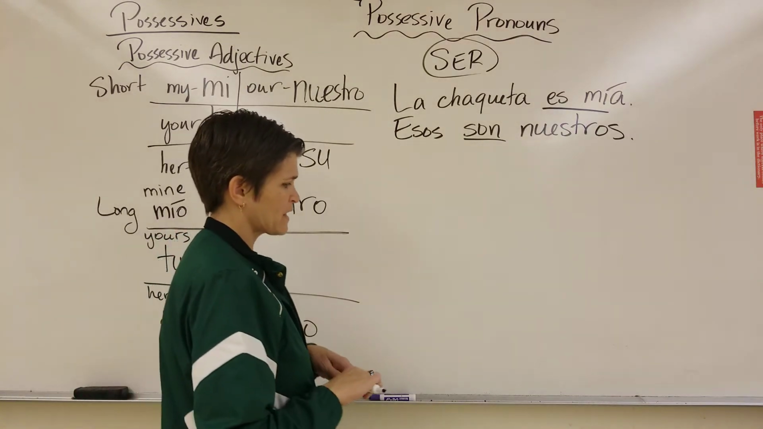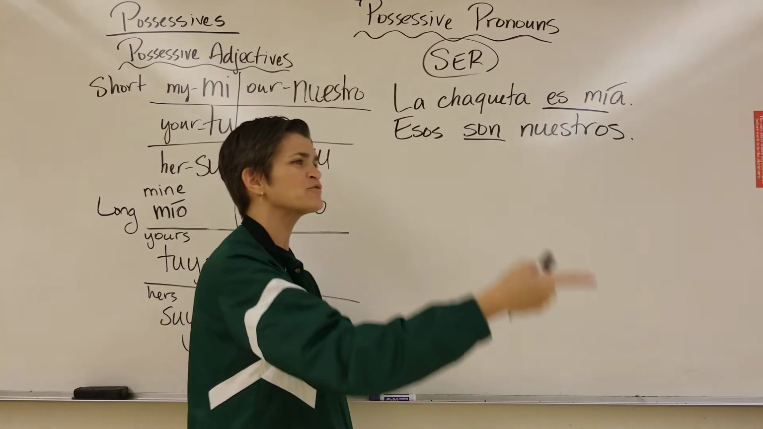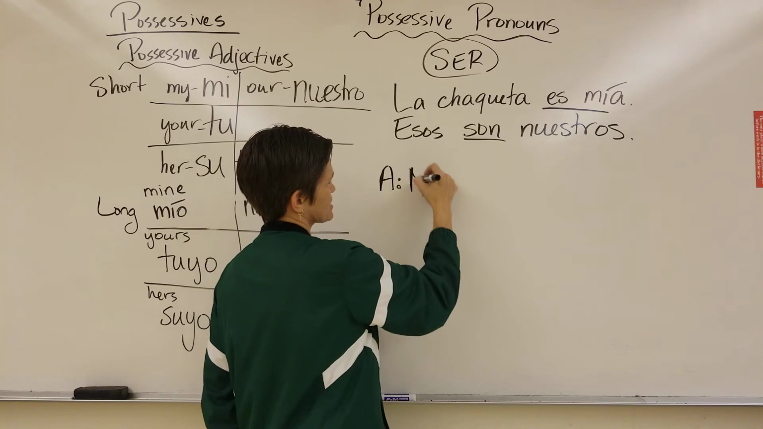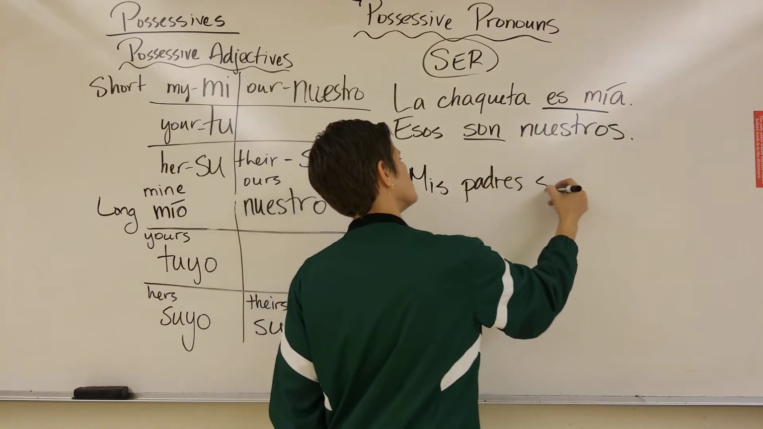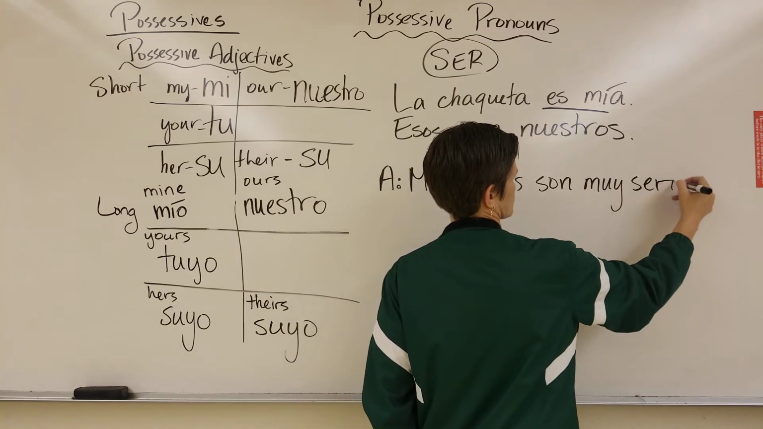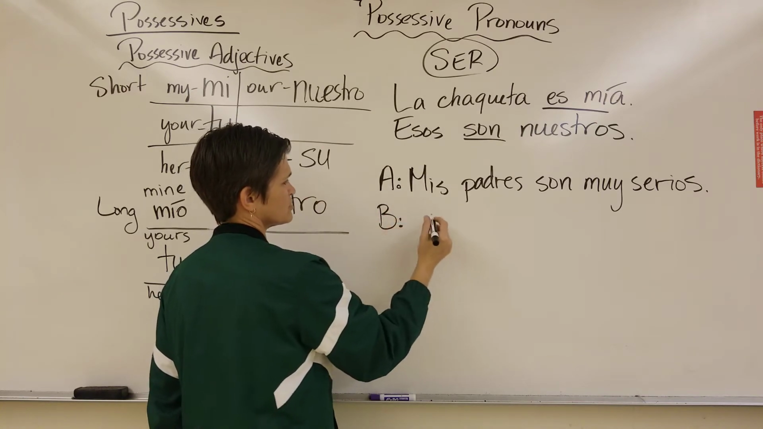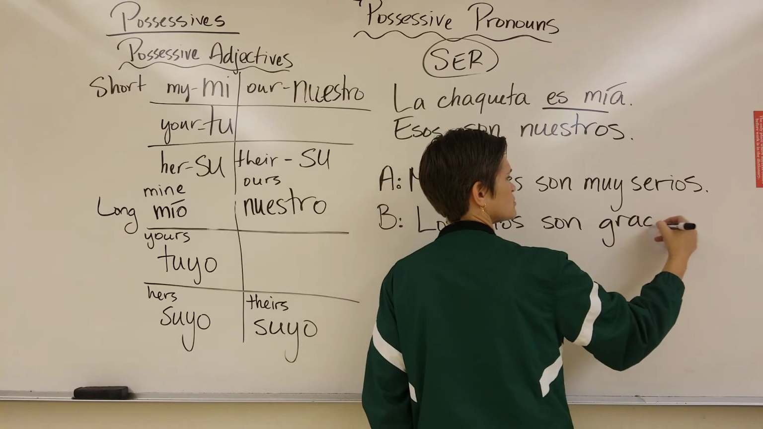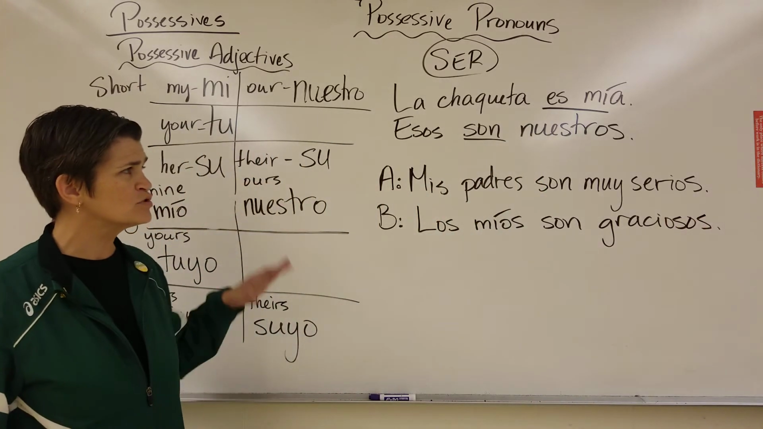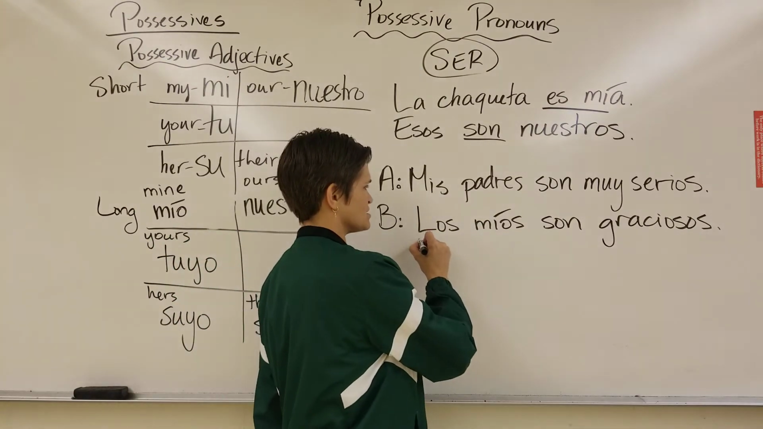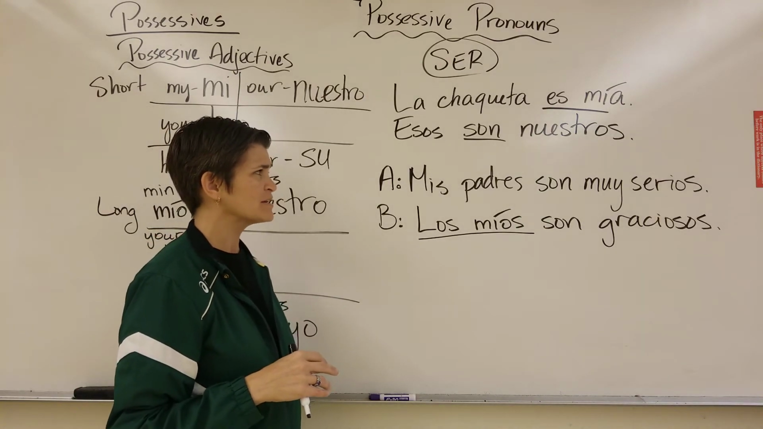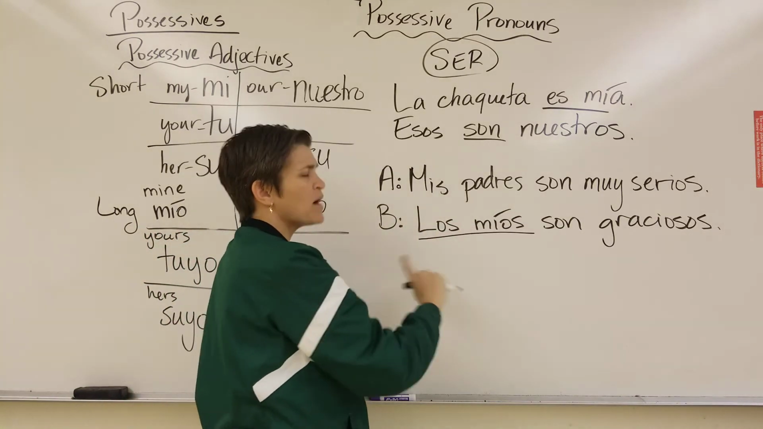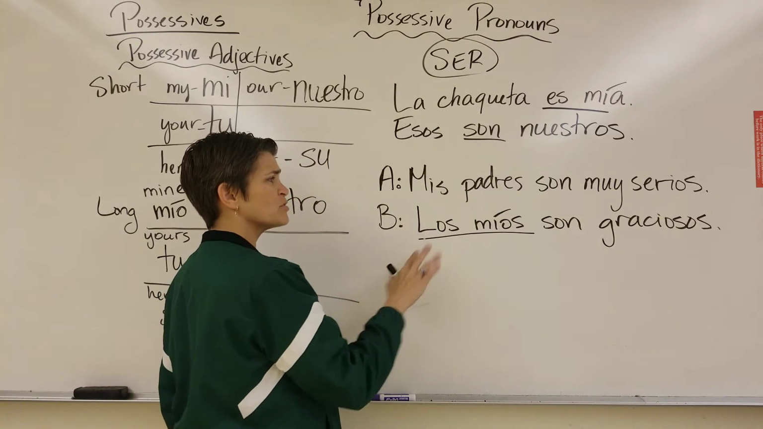Now we can also use them instead of restating the noun, we just use the possessive. For instance, if student A says, mis padres son muy serios. And then the next student says, oh, los míos son graciosos. So they don't say the word parents again. They use mine as the noun. My ones, my parents. So basically you're just saying mine, but mine is the noun. It is the subject of the sentence. My parents are serious, mine are funny. And mine is acting like a noun. And so you're going to have to use the article and make it all match up.